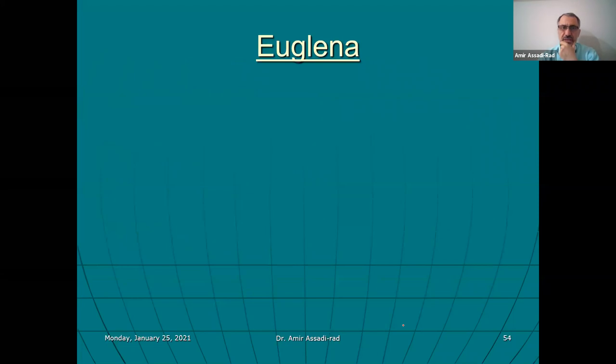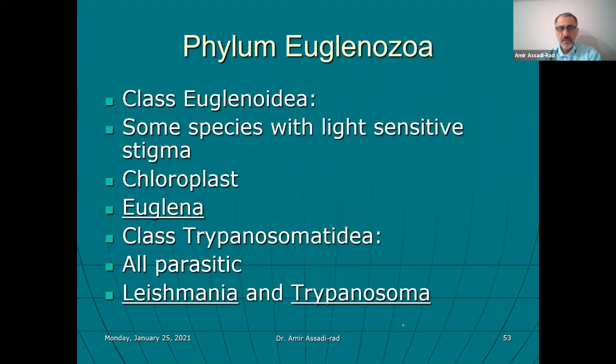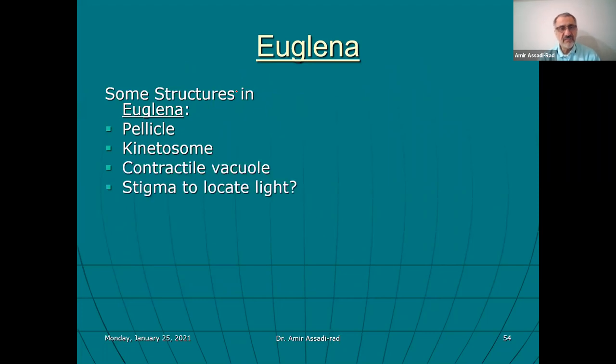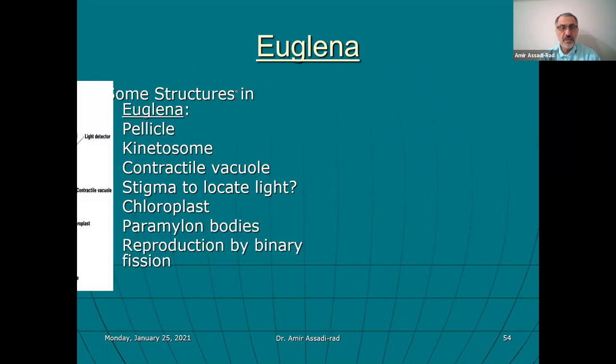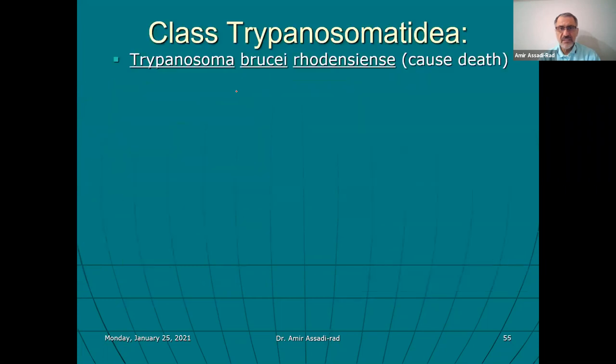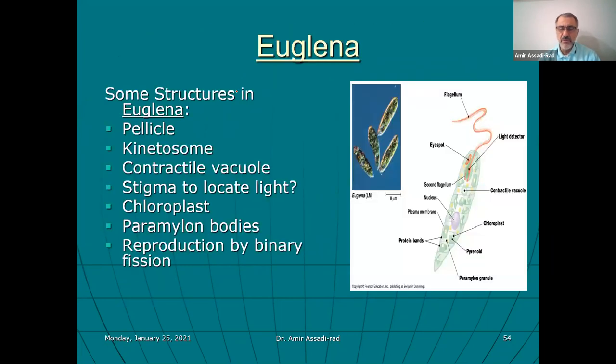Let's talk about the Euglena. Remember, Euglena belongs to class Euglenidia. Some structures in Euglena: the pellicle, kinetosome, contractile vacuole, stigma to locate light, chloroplast, paramylon bodies, and reproductive structures. And right here, do I have any more? This is it. I do not have any more.